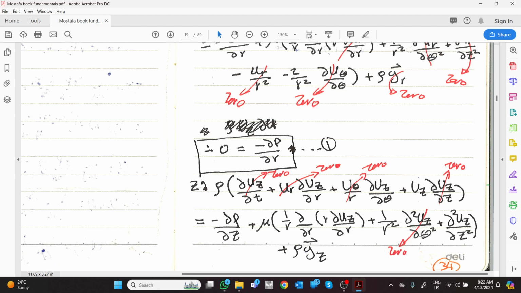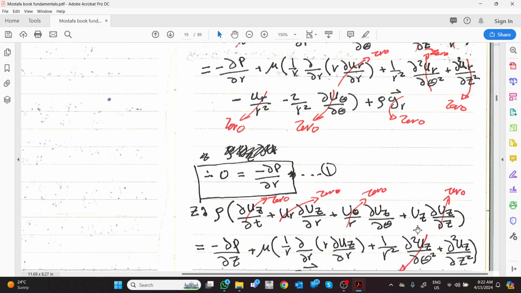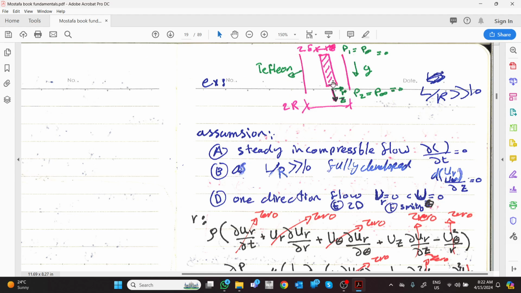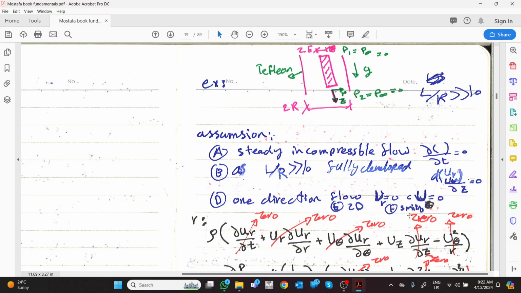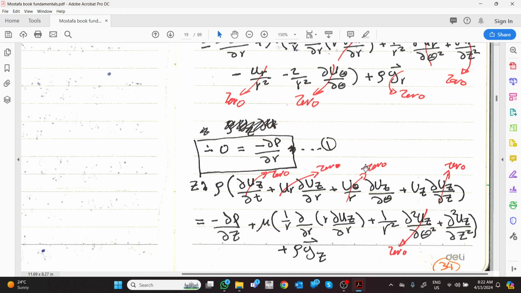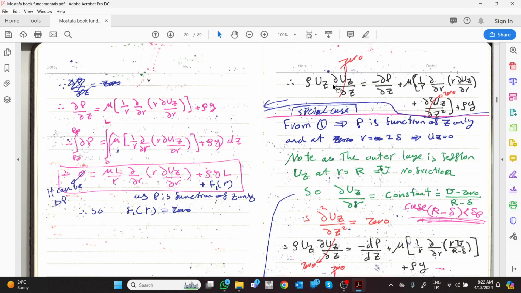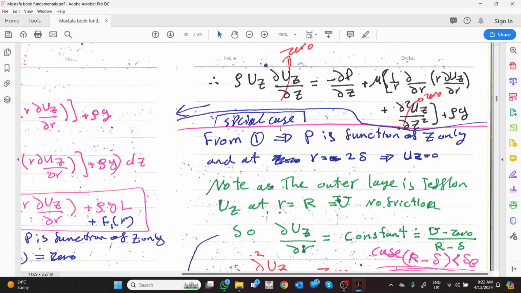Now, why we put this one as 0? Because we assume it is symmetric. That means UZ is the same for all, so no change in UZ with respect to theta. However, we said we don't have theta, we go direction R and Z. So we're going to summarize this equation. So forget the special case now.